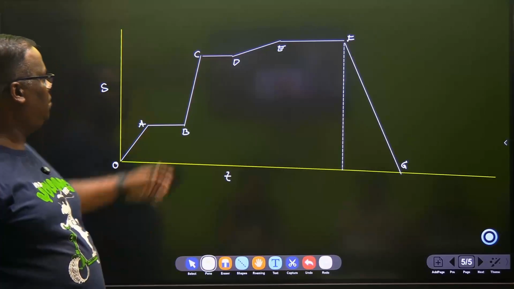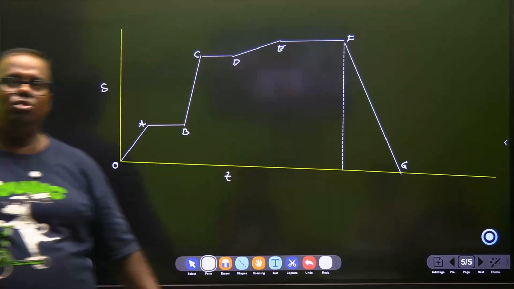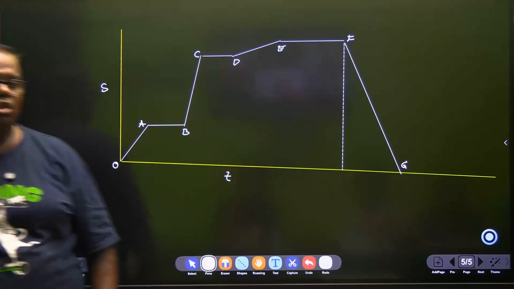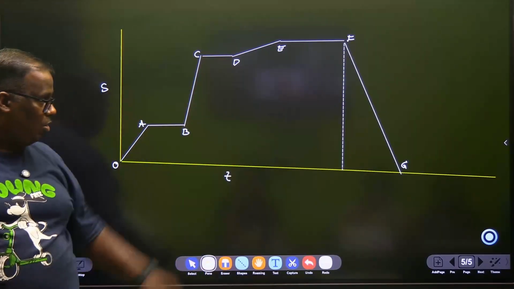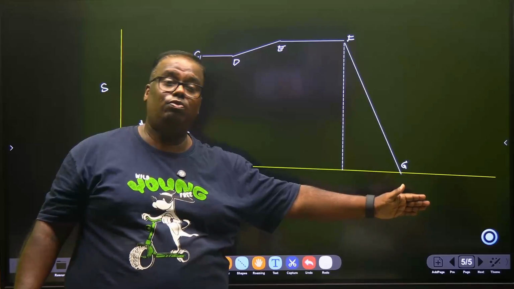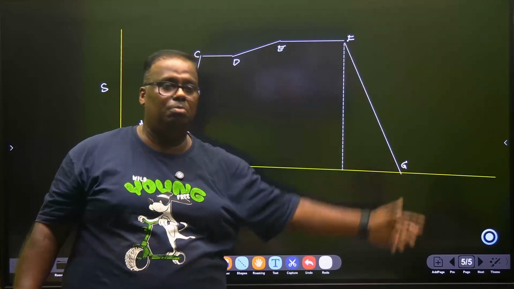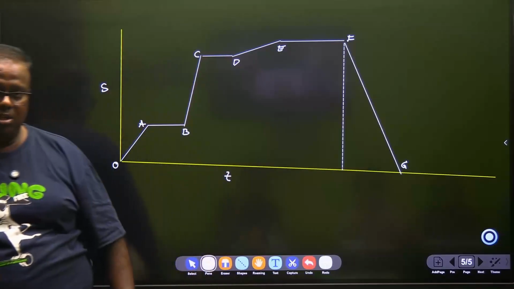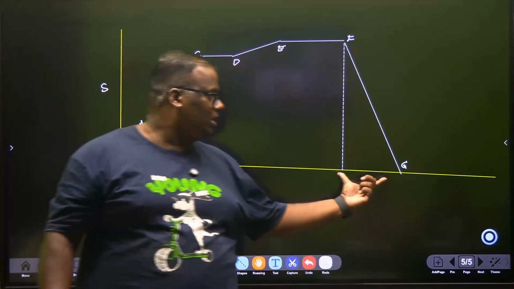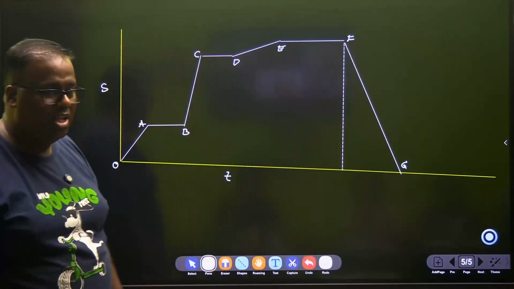How do you compare it between D to E? Both are uniform velocity. However, D to E having a lesser slope, the body is maintaining a lesser velocity. How about F to G? Uniform slope, negative slope, the body is moving in exactly the reverse direction with a very high speed. Calculate the time, so a lot of times will be given.